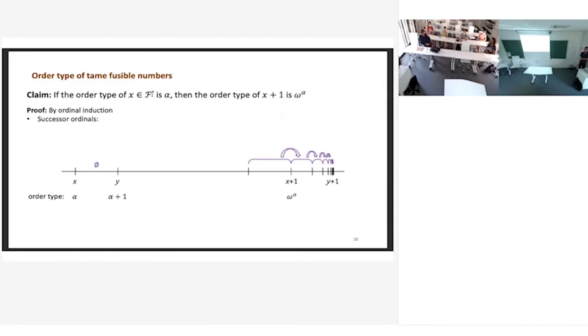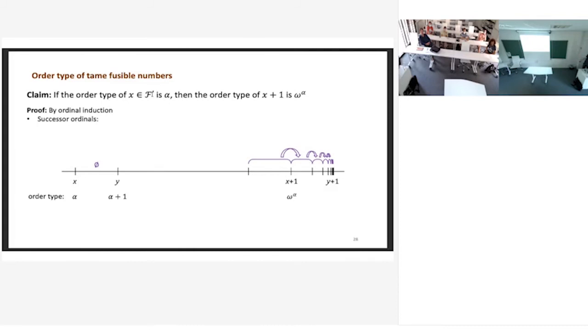But just the very fact that this simple operation somehow results in such a big increase in ordinal type was very surprising to me. So suppose that the order type up to x is alpha, and that the order type up to x plus 1 is omega to the alpha. Y is the next guy after x, so its order type is alpha plus 1, and we want to prove that the order type up to y plus 1 is omega to the alpha plus 1.